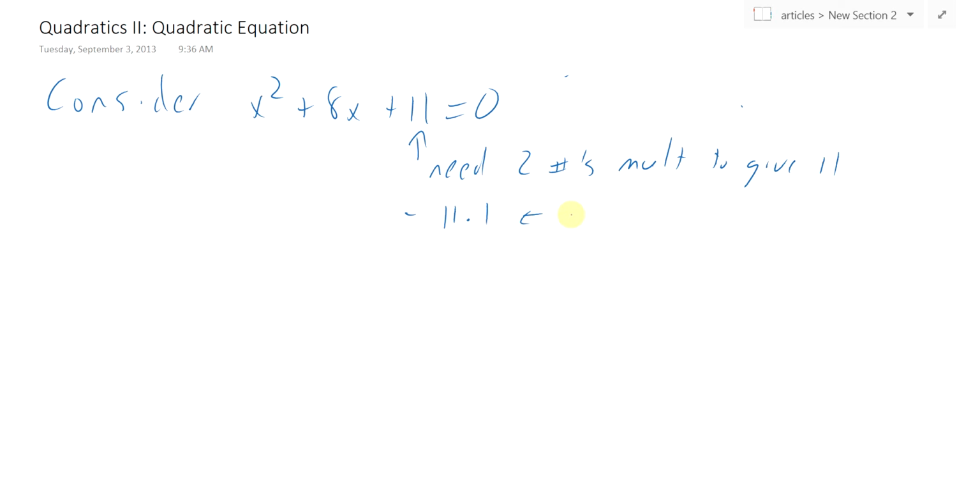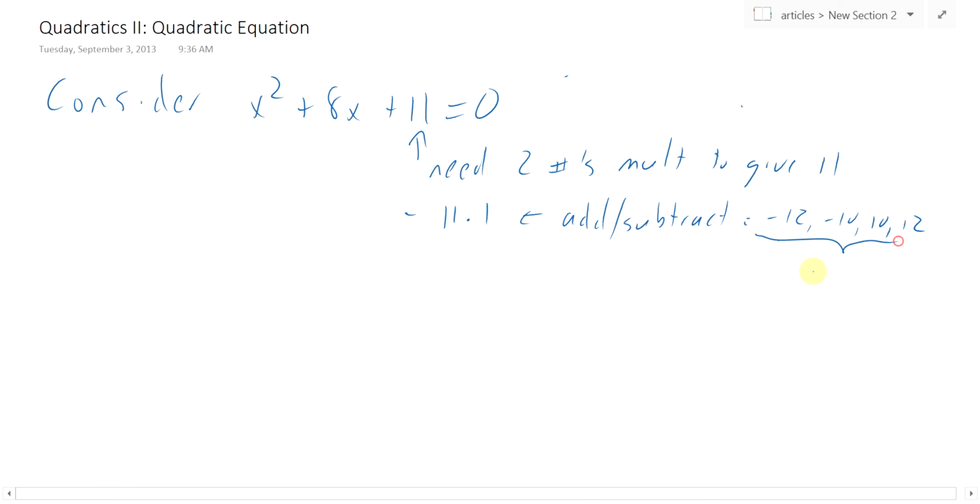But if you only have 11 and 1 to work with, what are the things you can get by adding and subtracting? Well, minus 12, minus 10, 10, and 12. Right? So for example, minus 11 minus 1, that's minus 12. So you can't get 8. That doesn't factor. So how can we solve this if we can't factor it?